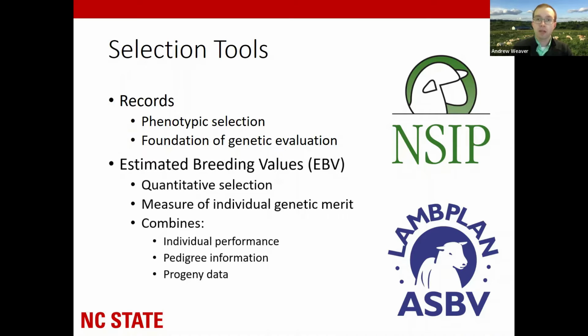And that is what estimated breeding values allow us to do. Estimated breeding values provide us with a form of quantitative selection that measures individual genetic merit. Estimated breeding values represent that genetic component independent of environment. These estimated breeding values combine individual performance, pedigree information, as well as progeny data to give us a much more accurate tool, much more accurate resource to make selection decisions and move our flocks towards our goals.